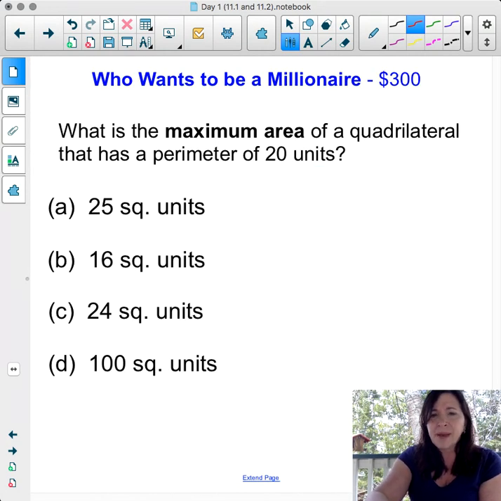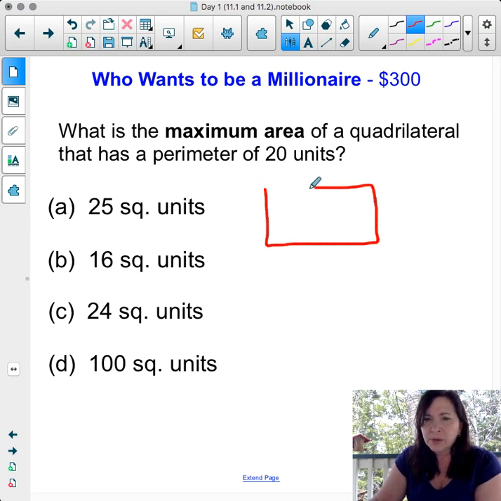Okay. What is the maximum area of a quadrilateral? Now, a quadrilateral is a four-sided shape, and we're going to assume that the sides are not congruent. So I'm going to draw in my quadrilateral. And it says that I have a perimeter length of 20. So let's just practice a few of these. For example, with a perimeter of 20, I could have sides 5 and 5. I mean, it could be a square, right? 5 and 5. And so that would be a maximum area of 25 units squared, right?